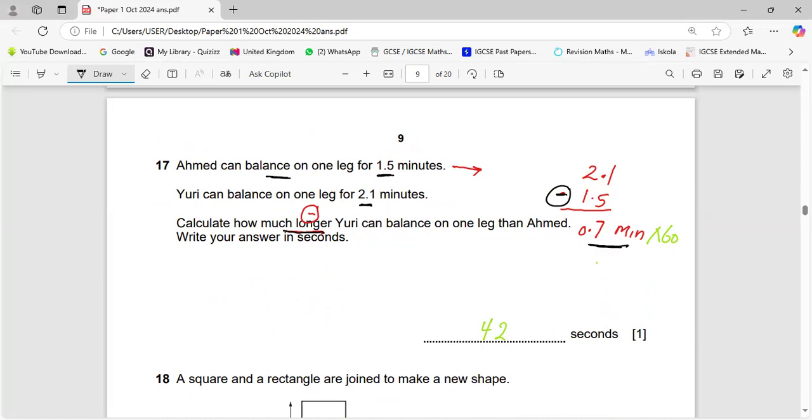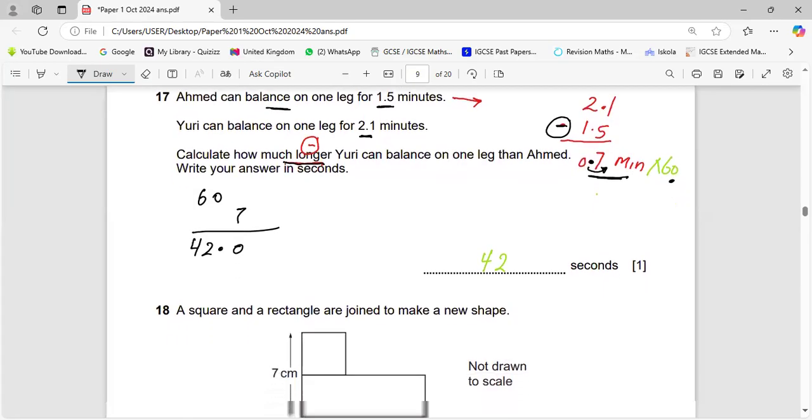We have to change it to seconds because he already asked you about how many seconds. You just move the decimal. When you multiply a number by 60, we have a 0 here, or we can multiply 7 by 60 like this. I put 0, 6 multiplied by 7 is 42, and here we have a decimal point. We have to put the decimal point.